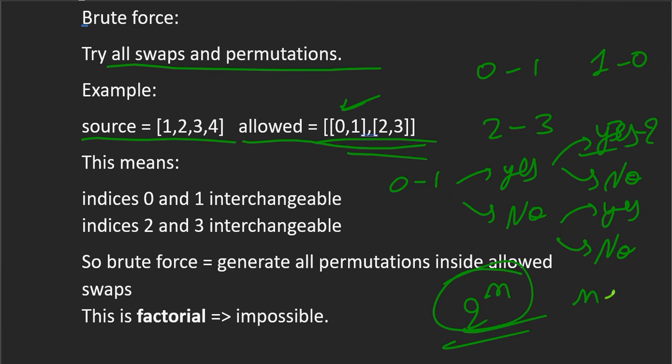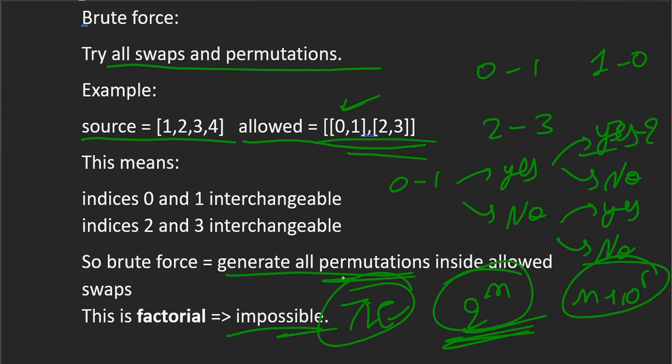And here N is 10^5 in the worst case. So generating all the permutations and trying them out is taking exponential time. So it is impossible, it will give us time limit exceeded, right?